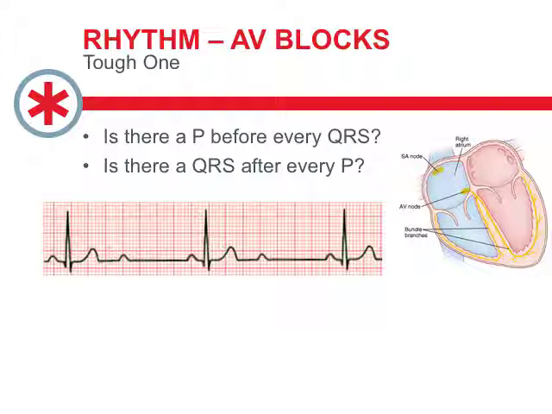If it continues to be a 2-to-1 conduction, you're not going to know. So I would assume that this is a type 2 second degree block, potentially dangerous. You're going to look for correctable causes and be prepared to treat them if they go into third degree block.